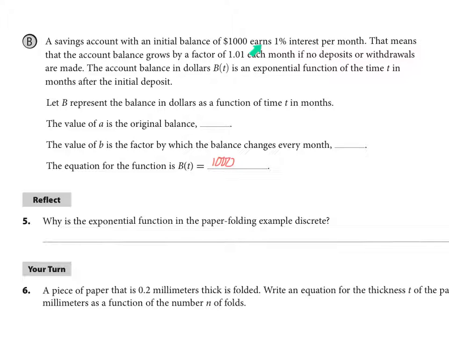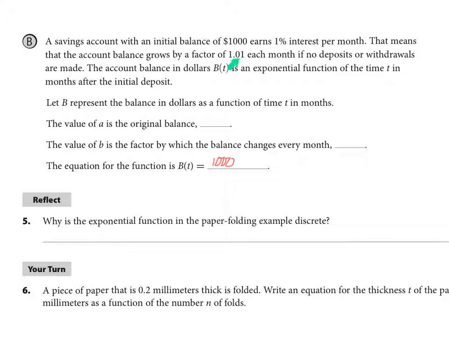Continue reading the problem. Earns 1% interest per month. Okay, that's what's happening to it. Now, 1% interest per month, that means the account balance grows by a factor of 1.01. You may be asking yourself, why is that the case? Remember, the $1,000 is always there. That's the 1. It earns 1% interest, which is 0.01 as a decimal. So every time per month, you're earning 1%. So you're taking the original, you're multiplying it by 1.01.